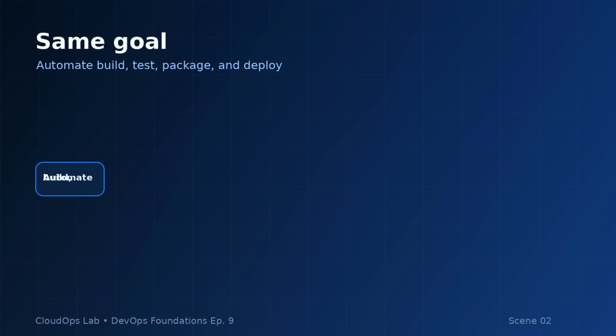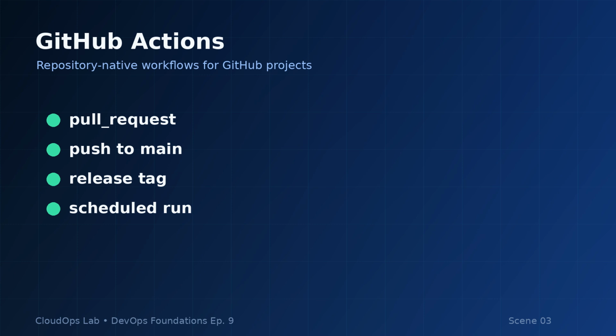Concept 1. GitHub Actions. GitHub Actions lives close to the repository. It is convenient when your code is already on GitHub and you want workflows triggered by pull requests, pushes, releases, or scheduled events. Concept 2. Jenkins. Jenkins is a long-standing automation server. It can be very flexible, especially in companies with existing infrastructure, custom networks, many plugins, or complex legacy pipelines.